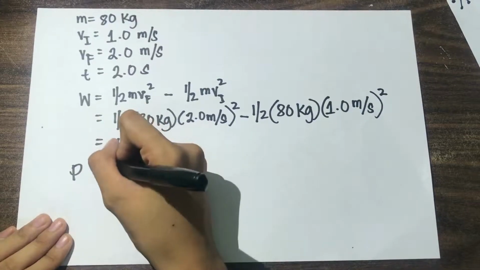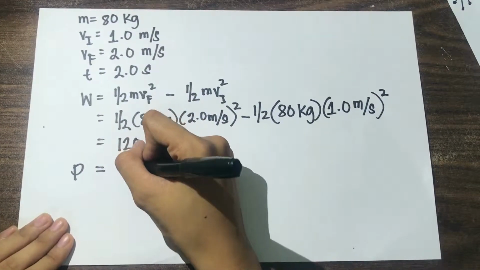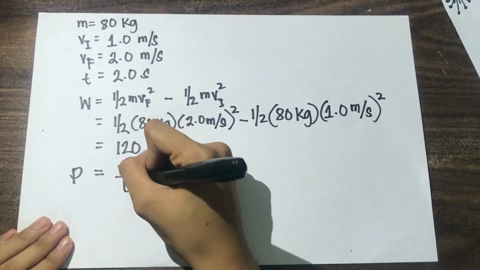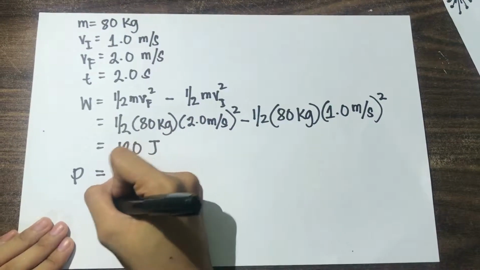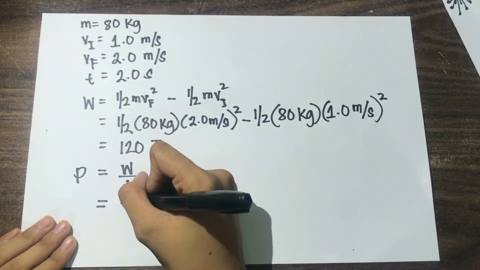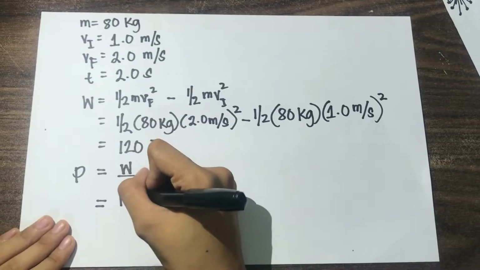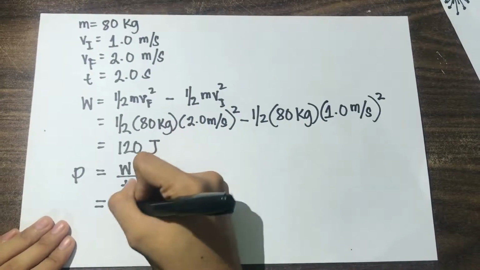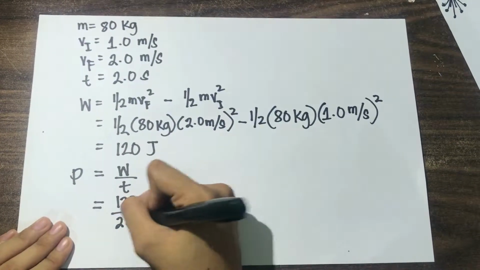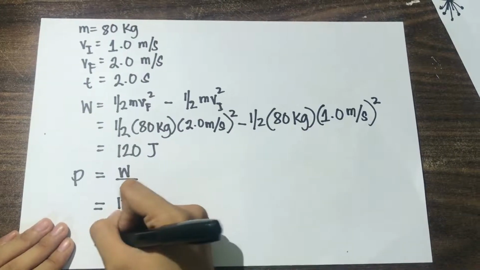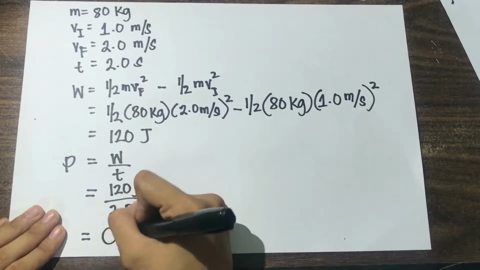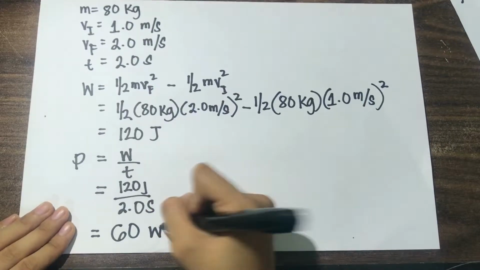For the power, the formula is power equals work over time. Substitute the following. Power is equal to 120 joules over 2.0 seconds. Power is equal to 60 watts.